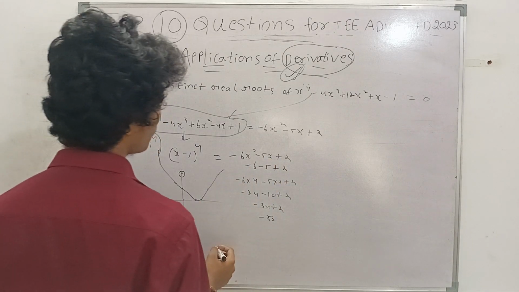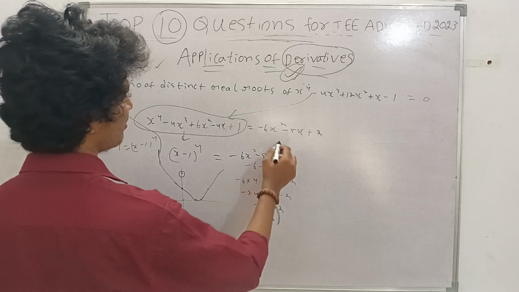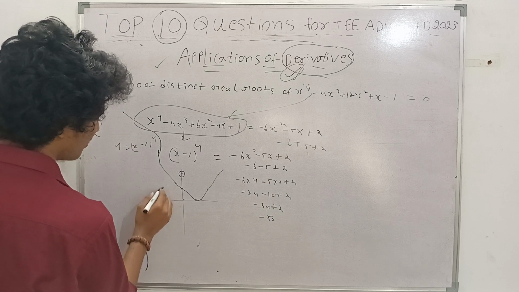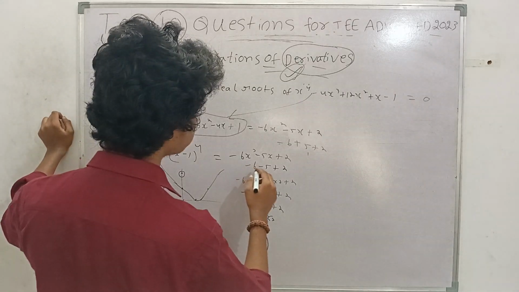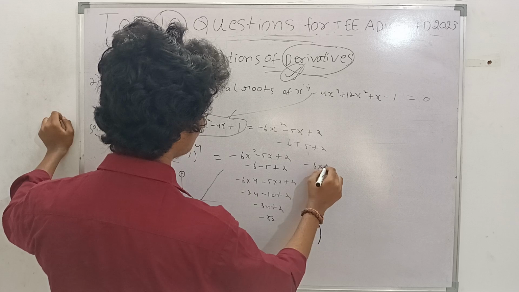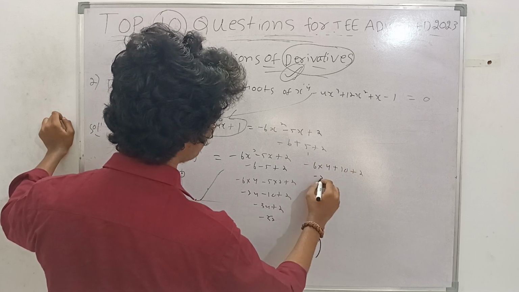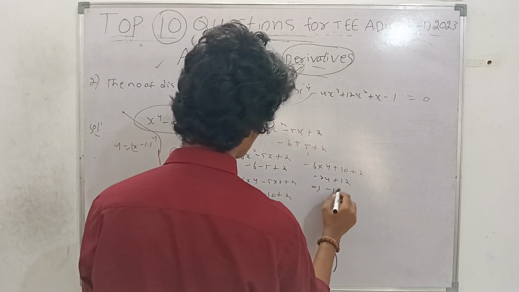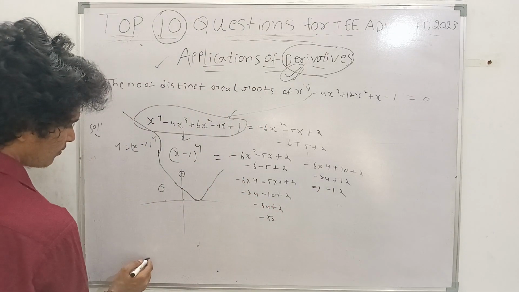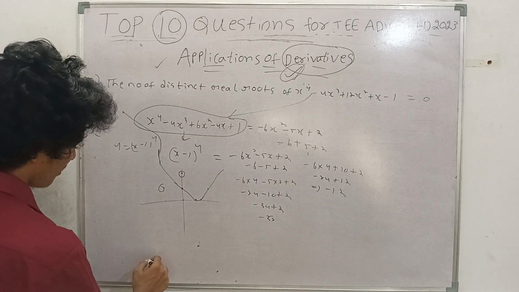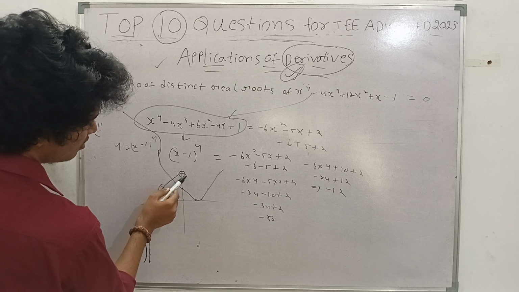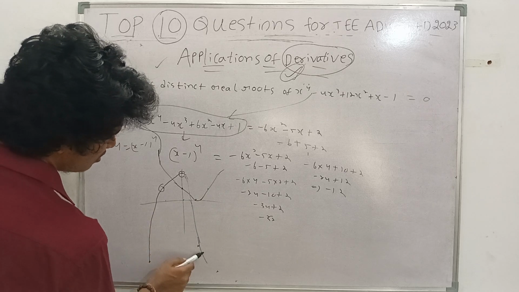If you take minus 1 here, what will you get? Minus 1, it will be minus 6 only, plus 5 here, plus 2. So it will be 1. Minus 1, it is 1. And minus 2, it will be minus 6 into 4, plus 10 plus 2, it will be minus 24 plus 12, it will be minus 12. So it will be down. So what is the graph? The graph is like this.